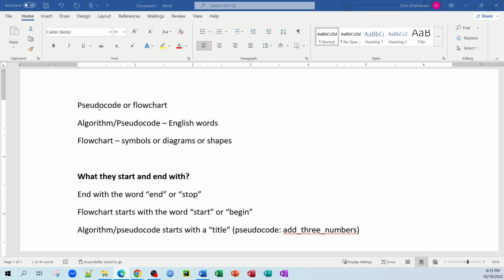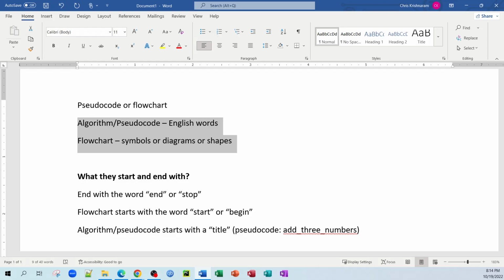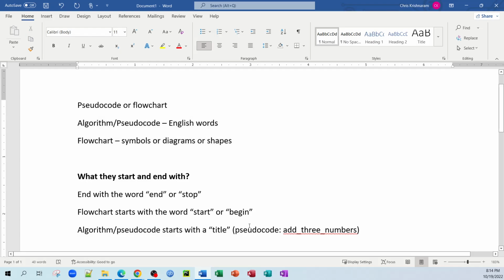So your pseudocode or flowchart, those are the two ways to represent your algorithm. What's the differentiating factor between an algorithm and a flowchart? One uses English words and one uses shapes and diagrams, and these aspects here that we just mentioned. What else did we look at in the last class?